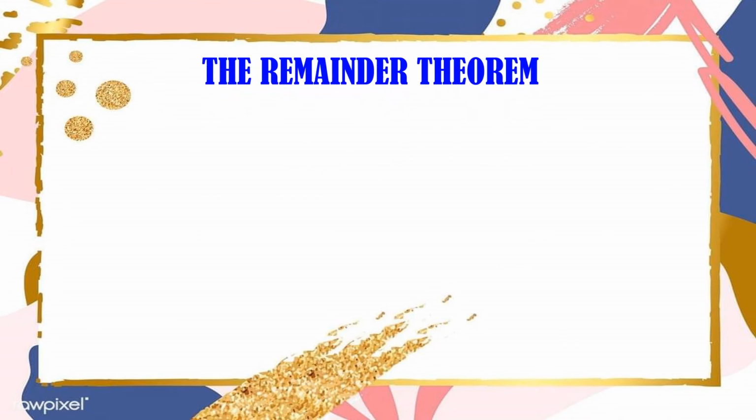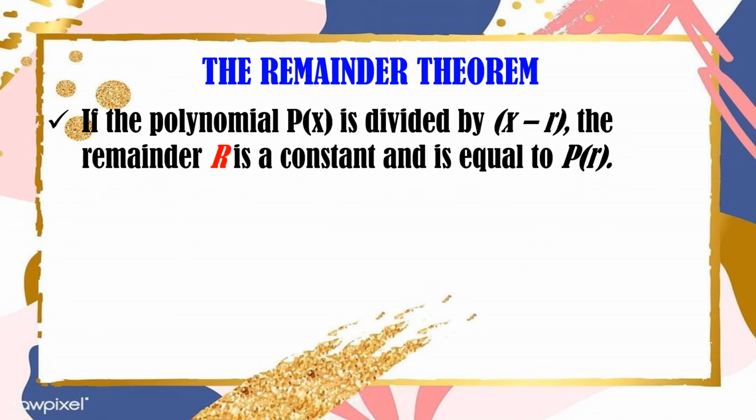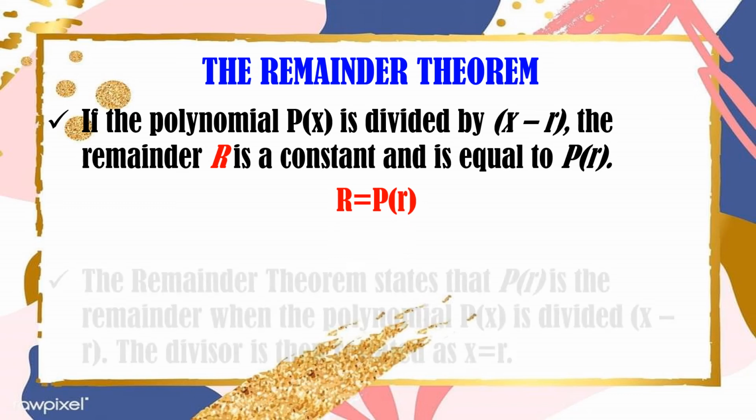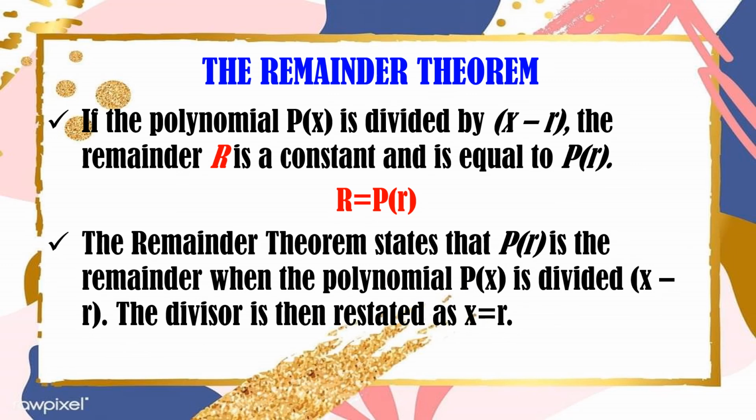The remainder theorem. If the polynomial p of x is divided by the quantity x minus r, the remainder is a constant and is equal to p of r. The remainder theorem states that p of r is the remainder when the polynomial p of x is divided by the quantity x minus r. The divisor is then restated as x is equal to r.